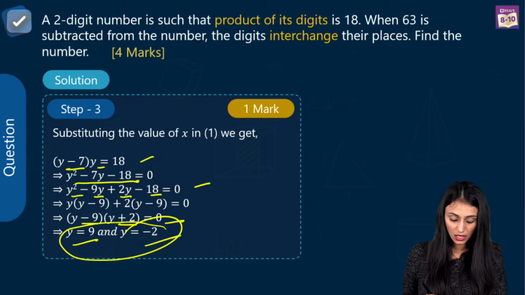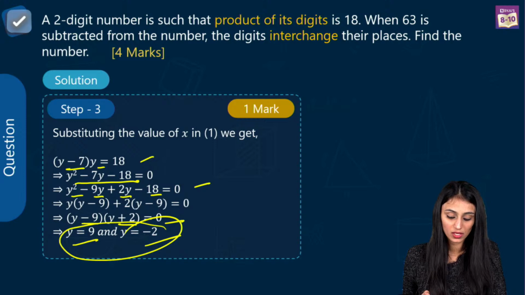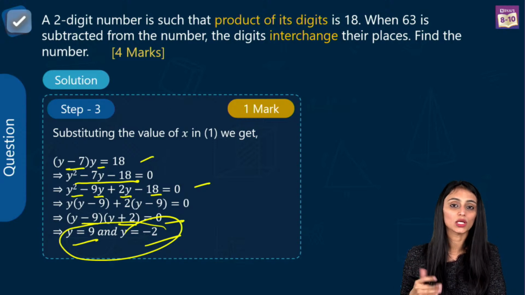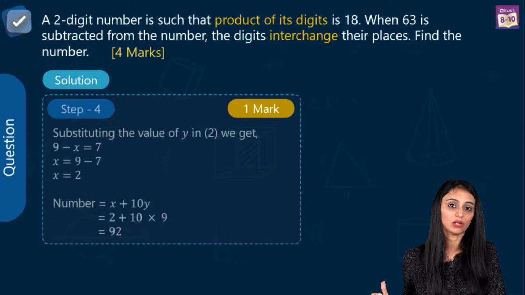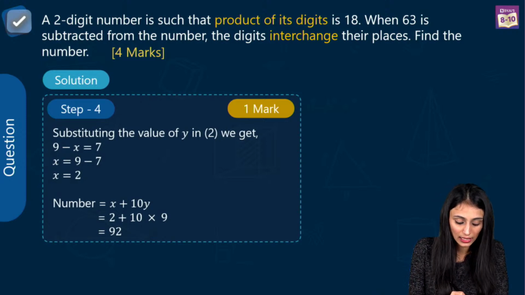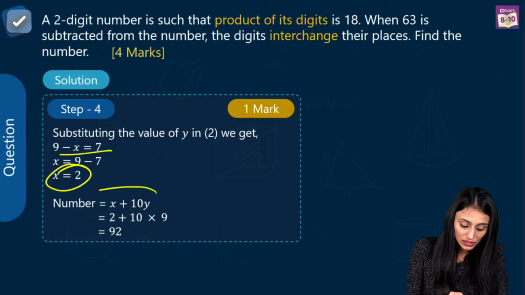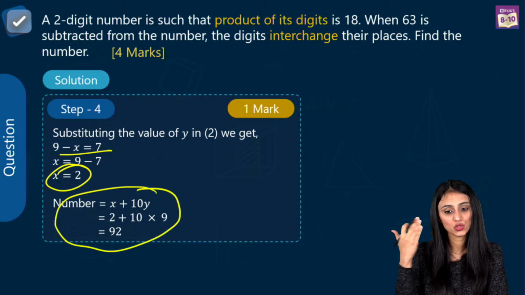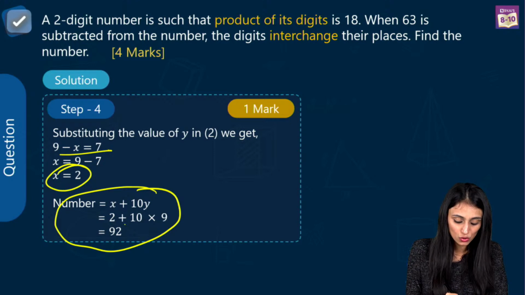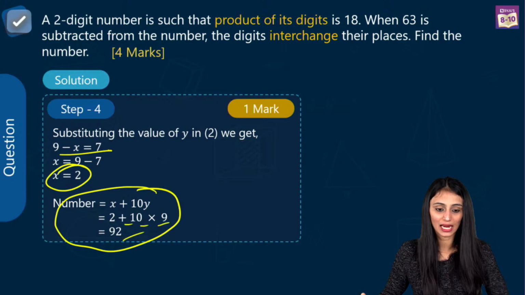Okay. Now we will neglect minus 2. Why? Because we are not talking about integers over here, right? No negative number we can consider. So we'll consider 9. You can put it in any of the equations. You get the value of x, that's 2. So we will put this value in the original number, that is x plus 10y, that we assumed in the beginning. So 2 plus 10 times 9, that's going to be 92 is the answer.